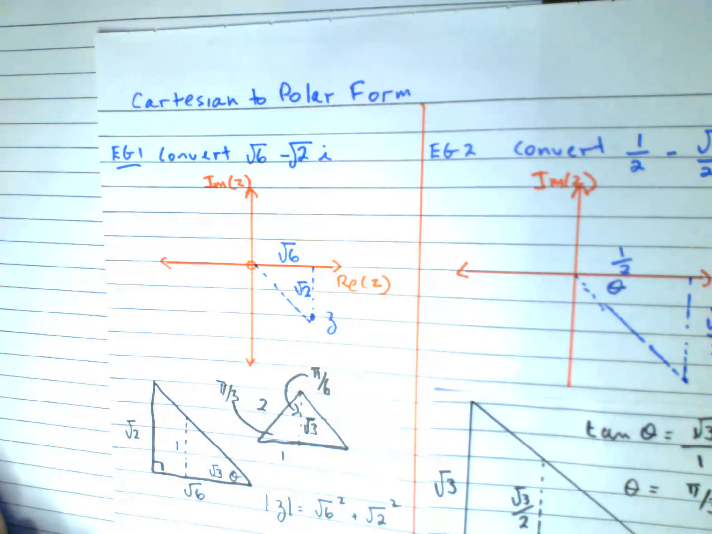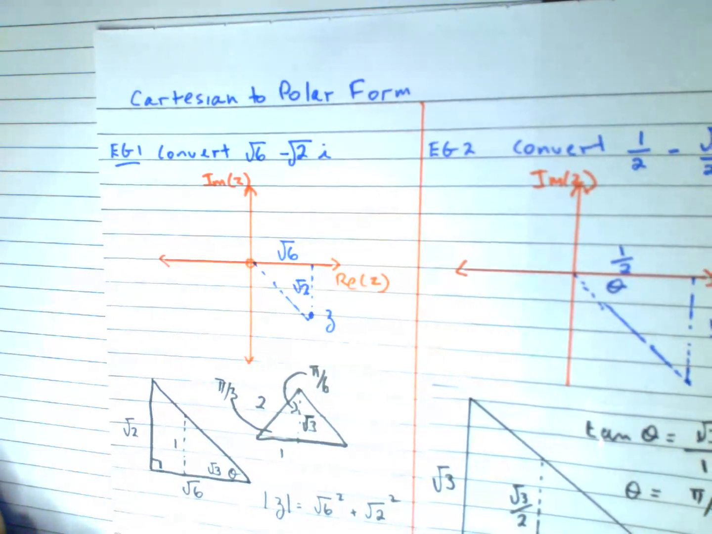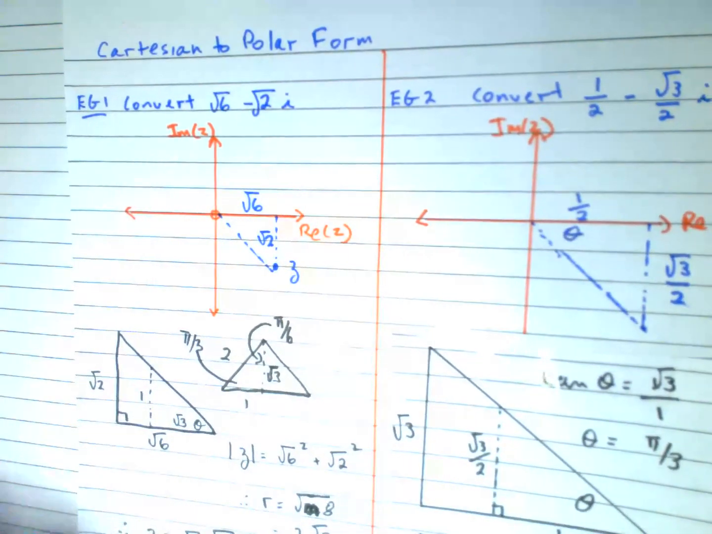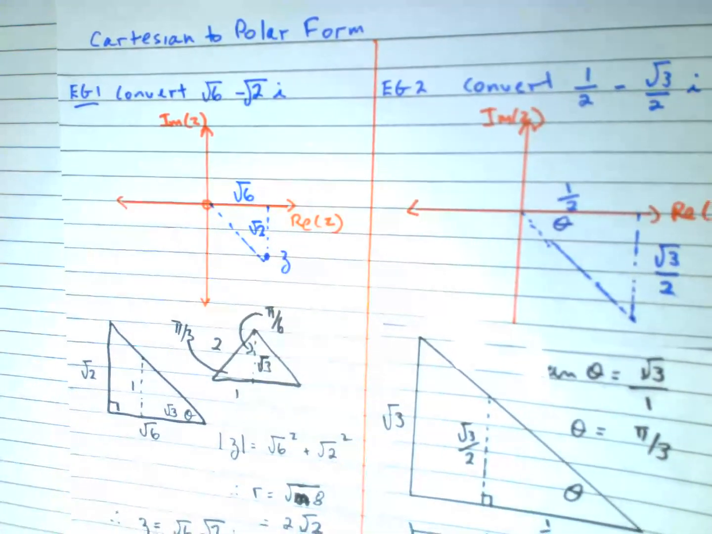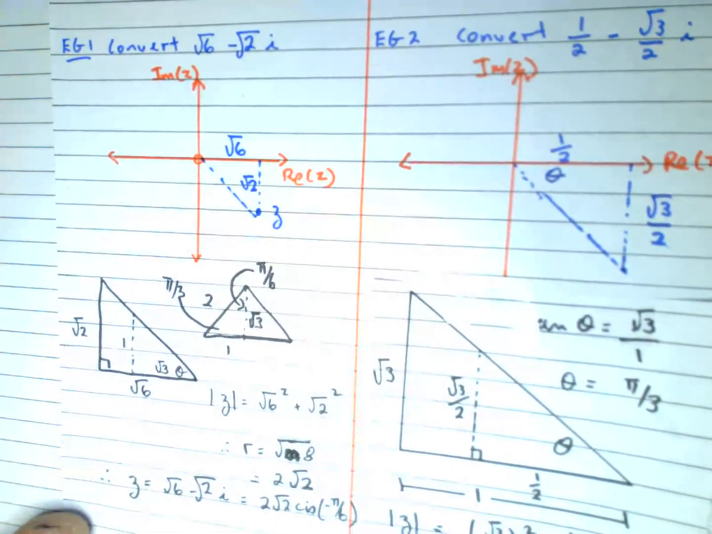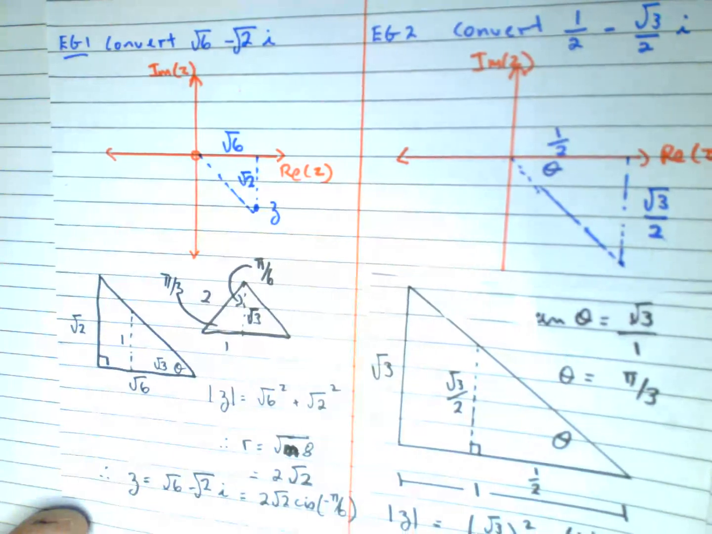Okay, so let's go through this. We know that our answer, or the argument, is going to be a negative theta. That's the first thing to get sorted in your mind. And generally these problems, the ones we're looking at anyway, are going to involve exact trigonometric ratios.